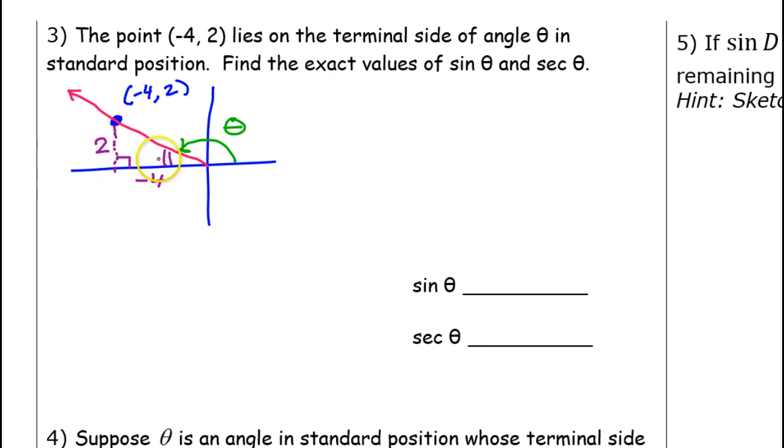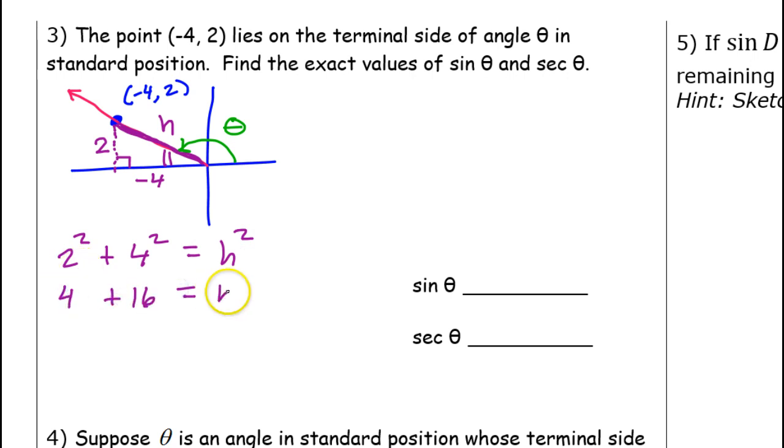Now in terms of this triangle, we have a hypotenuse, running from here to here. And we're going to need that in order to do our trig functions. So I see the Pythagorean theorem in our future. I'm going to call this hypotenuse h. So according to the Pythagorean theorem, 2 squared plus 4 squared will equal h squared. So that's 4 plus 16 is equal to h squared. So that's 20 is equal to h squared, so the square root of 20 is equal to h.